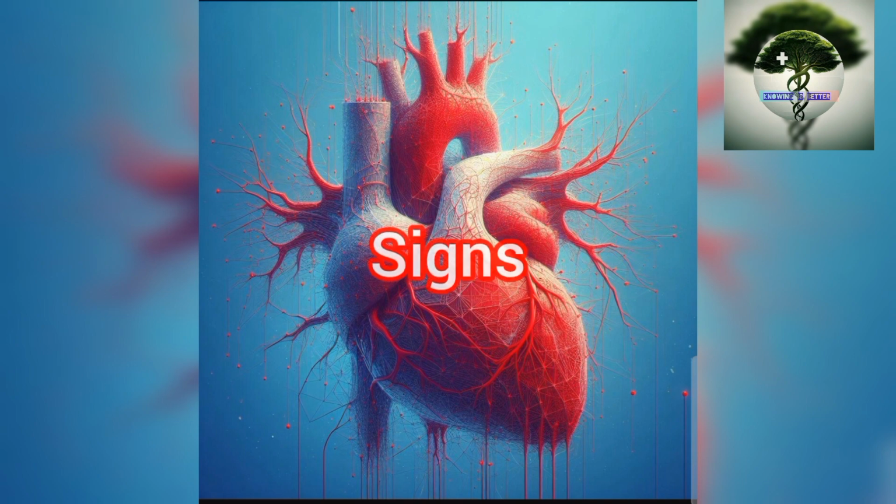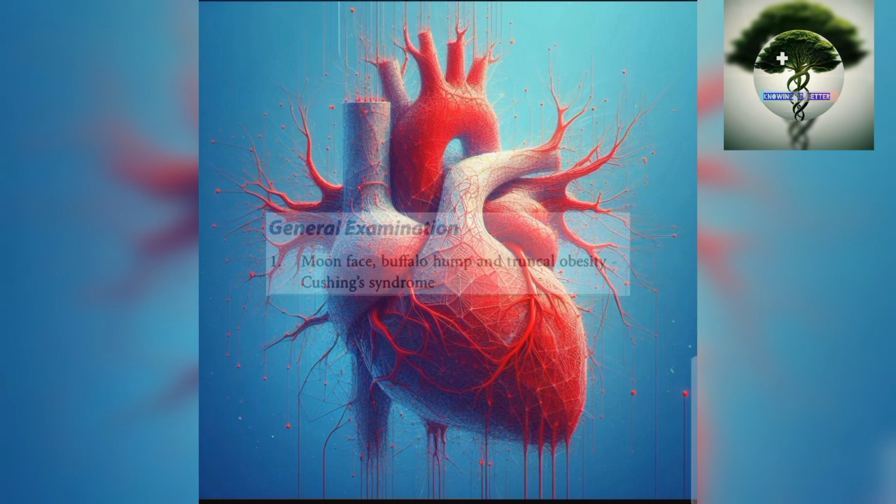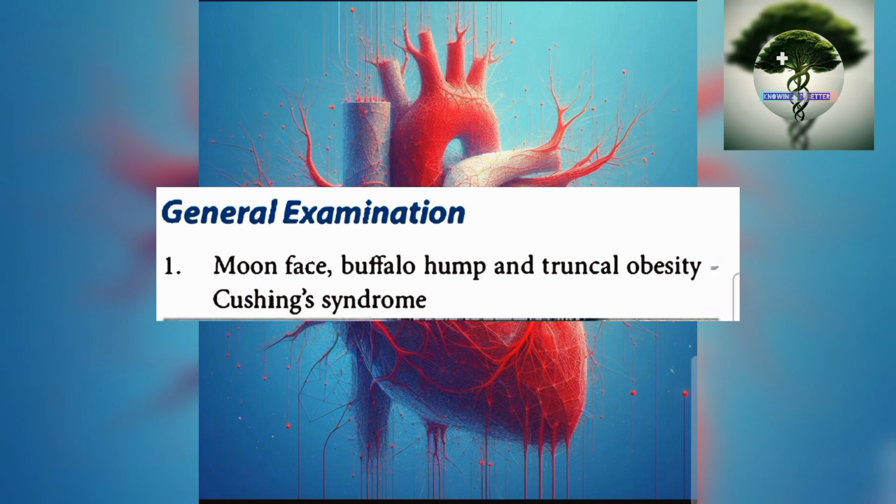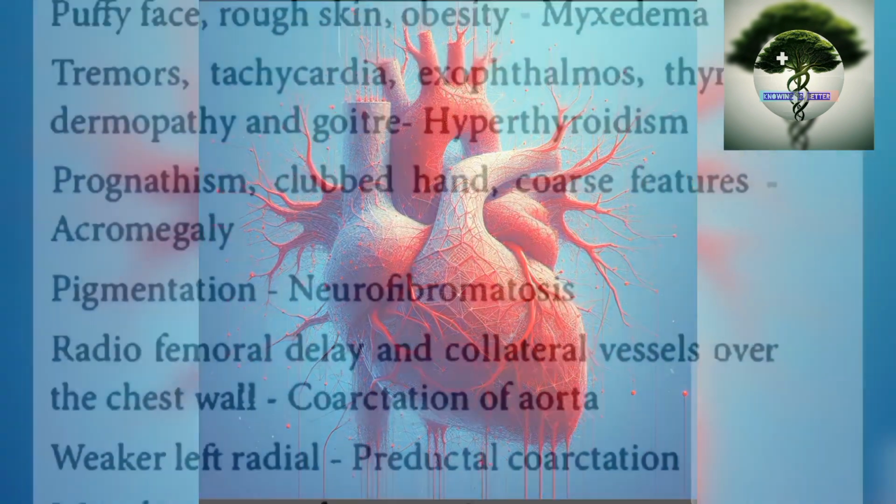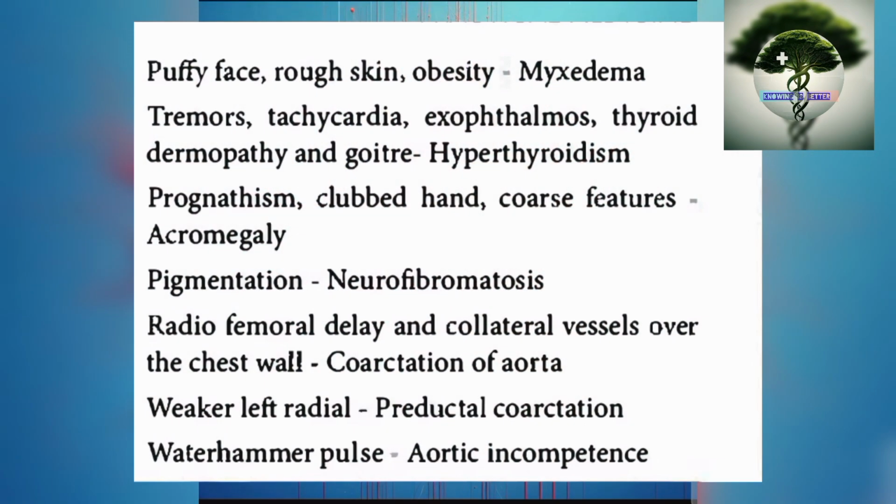Now let us see what are the signs we can get in a patient of hypertension. Moon face, buffalo hump and truncal obesity can be seen if a patient is having Cushing syndrome. In case of myxedema, we can get puffy face, rough skin and obesity. In case of hyperthyroid patient, we can get tremors, tachycardia, exophthalmos, thyroid dermopathy and goiter. In case of acromegaly, we can get prognathism, clubbed hand and other coarse features. Neurofibromatosis, pigmentation will be the sign.